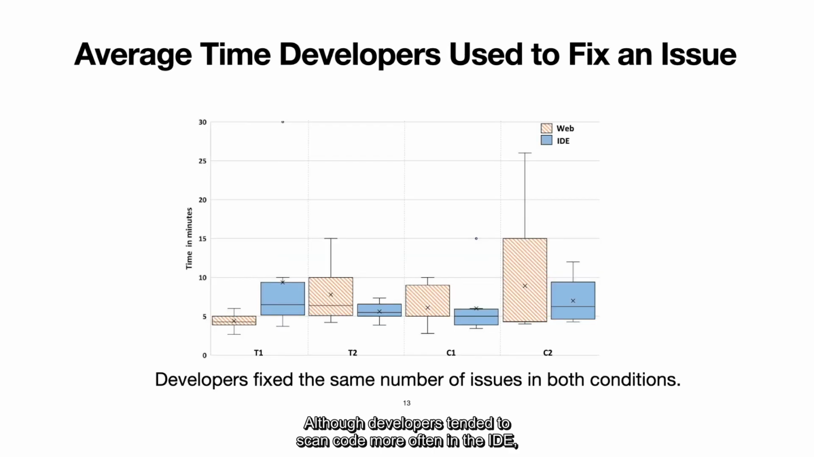Although developers tended to scan code more often in the IDE, they didn't necessarily fix more issues. The number of fixed issues is the same in both conditions. However, when they fix the issues, they fix them more quickly. As the figure shows, there is a promising time reduction in the IDE condition among most groups.